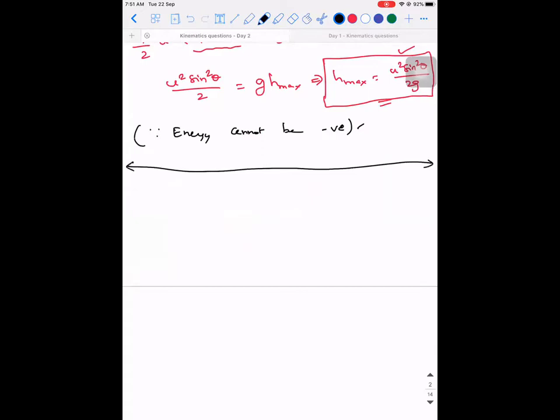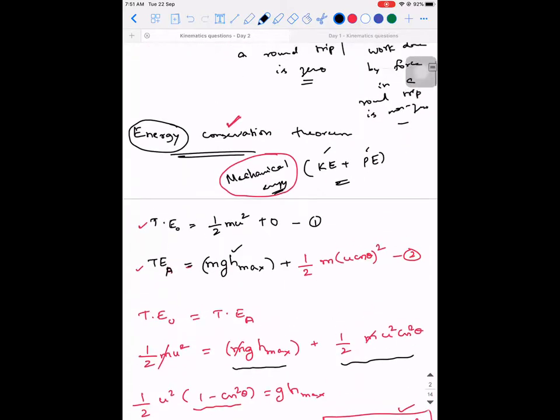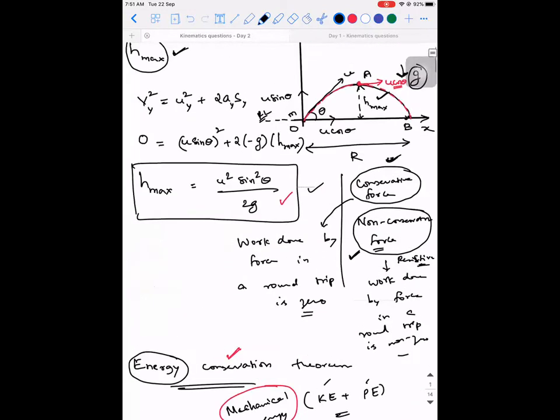Similarly, if I ask you about the time of flight, meaning how much time does it take for the particle to go from point O to point B? What is the time of flight, guys?